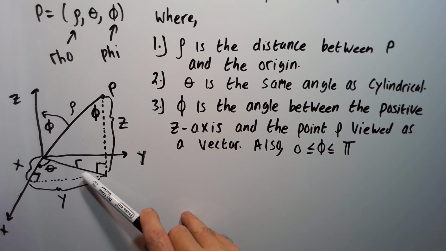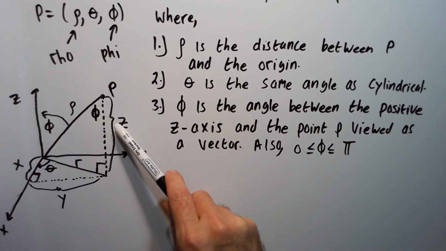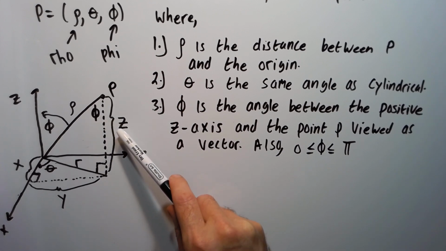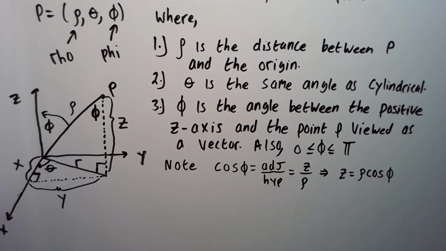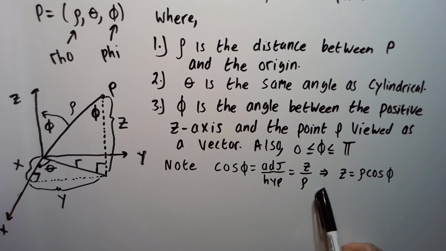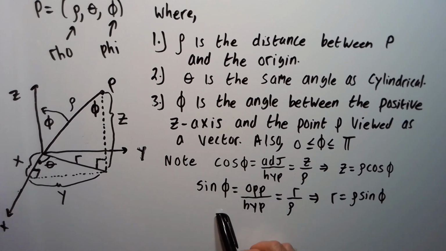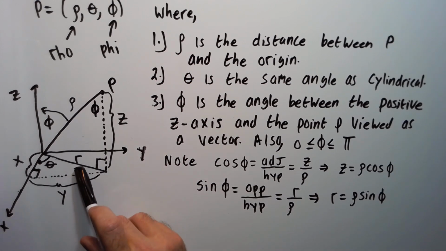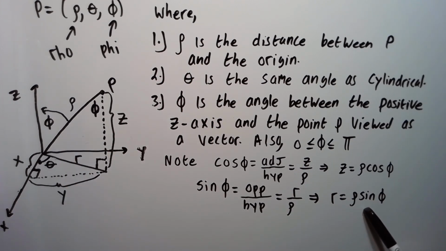Looking at that one, let's look at the cosine of phi. The cosine is adjacent over hypotenuse. The adjacent side is z, and the hypotenuse is rho. Multiplying both sides by rho, you have z equals rho cosine phi. Now let's do the same thing with sine phi. Sine phi is opposite over hypotenuse, and the opposite side is r, over rho the hypotenuse. Solving for r, r equals rho sine phi.